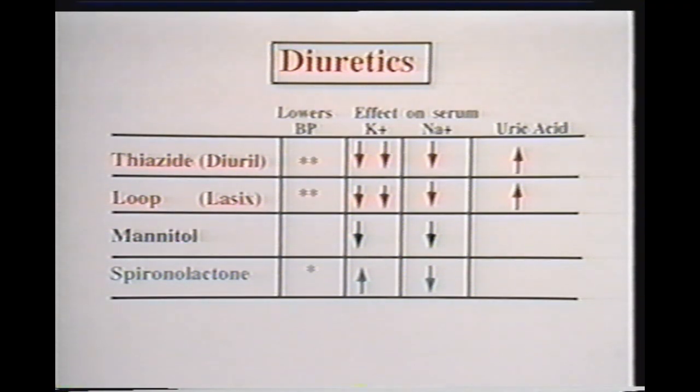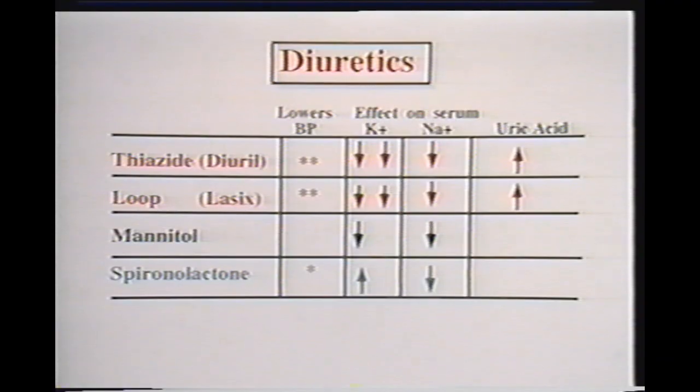The Lasix or loop diuretic acts in the loop of Henle. There's been a question on NCLEX about that, and you really need to know that it inhibits the reabsorption of sodium and chloride at the proximal portion of the ascending loop of Henle, and that increases water excretion. Remember, the loop diuretic, loop of Henle. You really need to know about that.